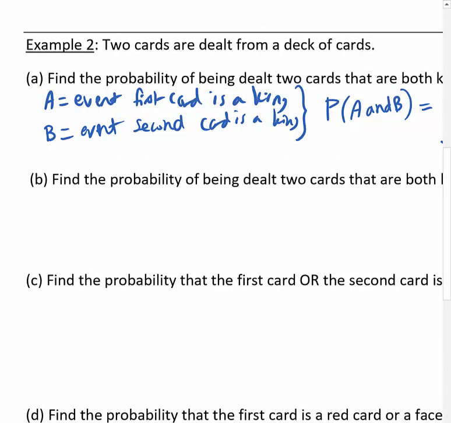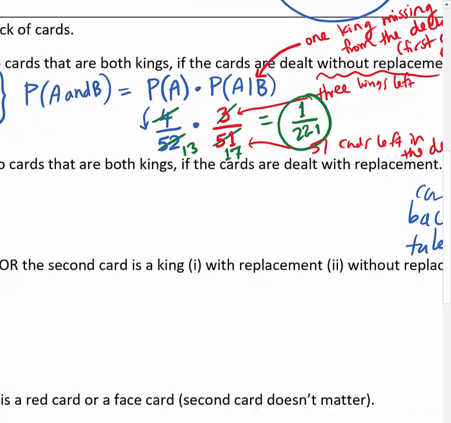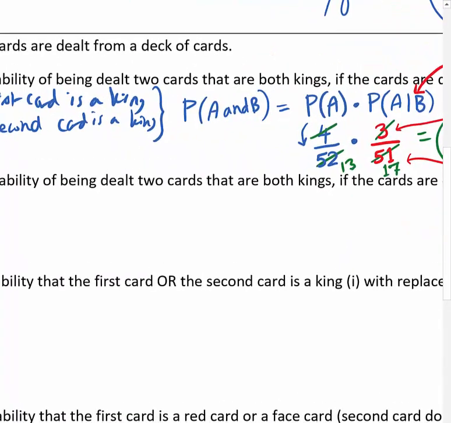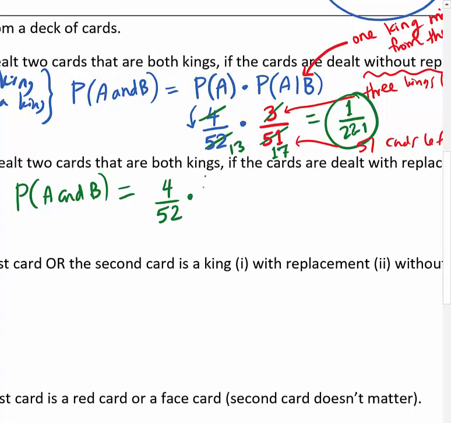So part B, find the probability of being dealt 2 cards that are both kings if the cards are dealt with replacement. It's the same thing, but when we calculate the probability of B, given that A has already happened, the probability of A is the same, because you only took 1 card out, you had a 4 out of 52 chance of it being a king. But if you put the card back in, there are still 4 kings left, and there are still 52 cards left.